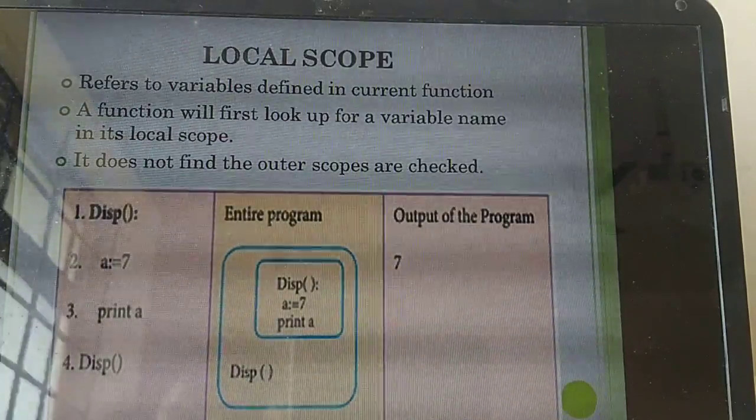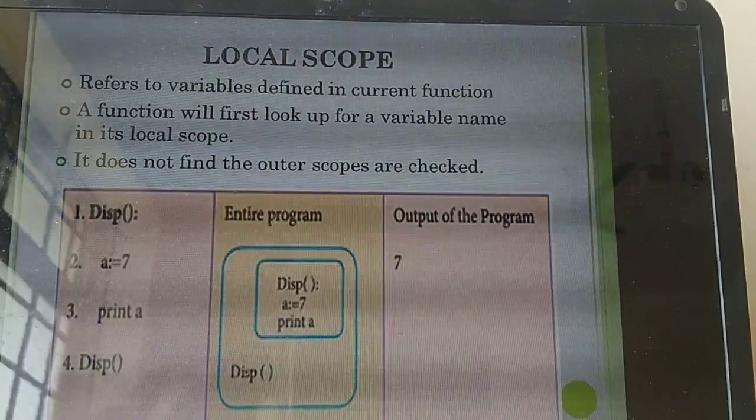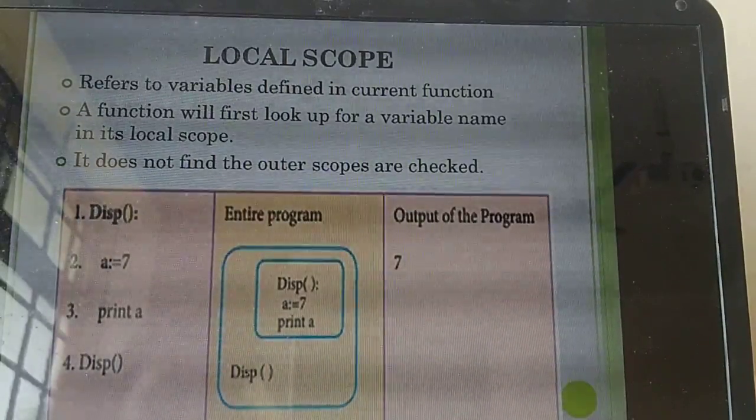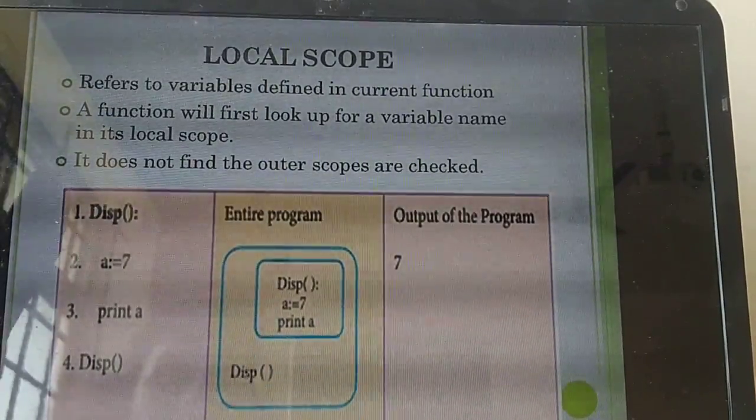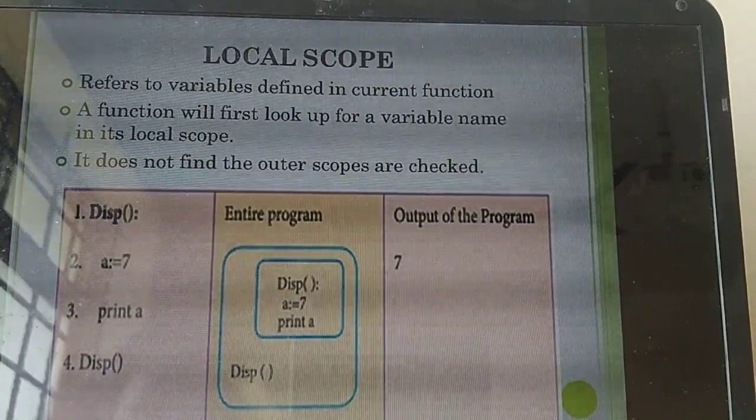Same thing only I have given, and the same diagram. Please refer to it. So local scope is a very, very important question. Please, once again I am telling you, listen carefully. First thing, if you write, you should write these 3 points and you should draw this diagram also.